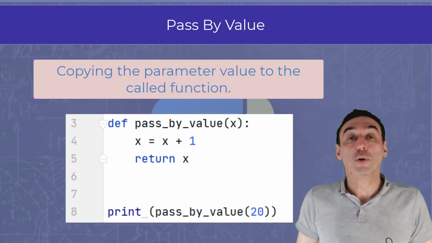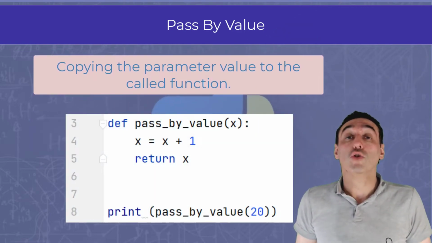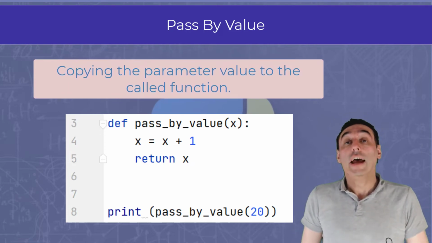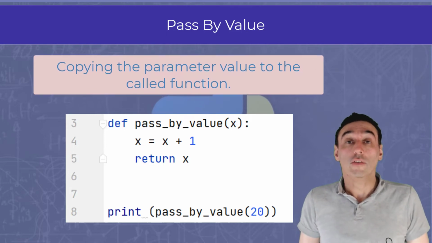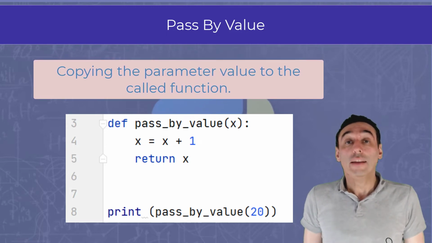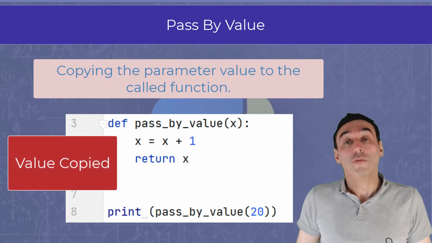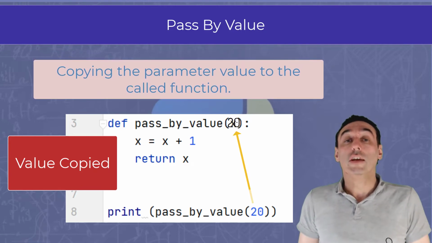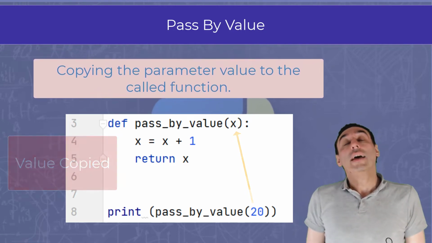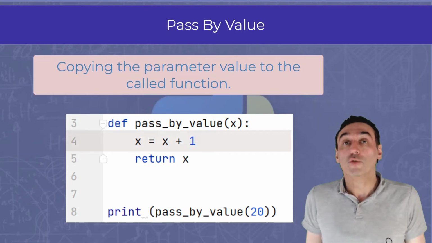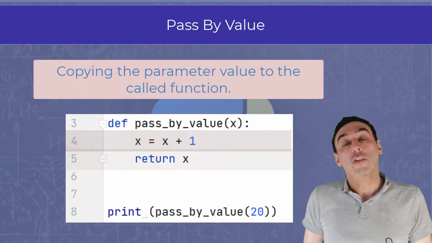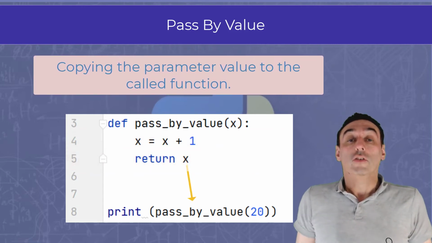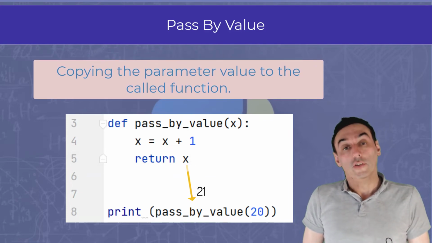So to give you an example of what I mean, here we have a function called pass_by_value, which takes the parameter x, adds 1 to it, and returns x. And then we call the function using the value 20. So in reality, what happens is a copy of the value 20 is taken to the function pass_by_value, as you can see. So x is now 20. We then add 1 to x, so it becomes 21, and then we return the value of x to where it was called from, as you can see here. So 21 will be returned.